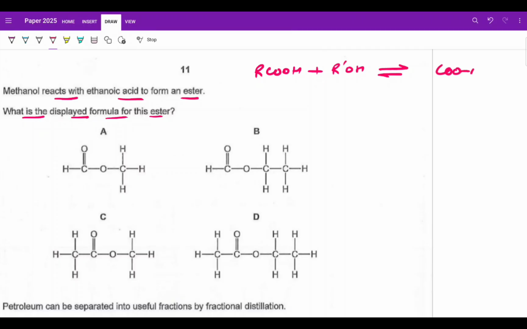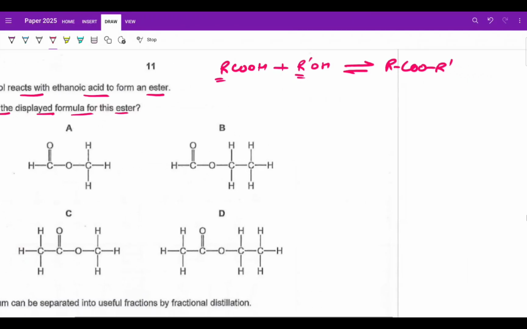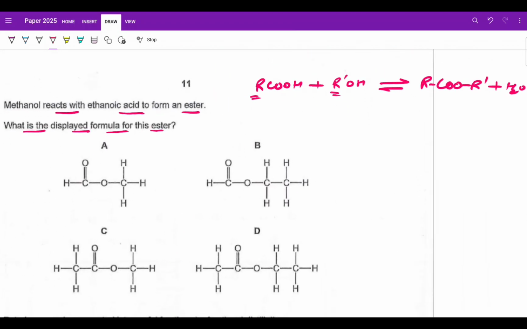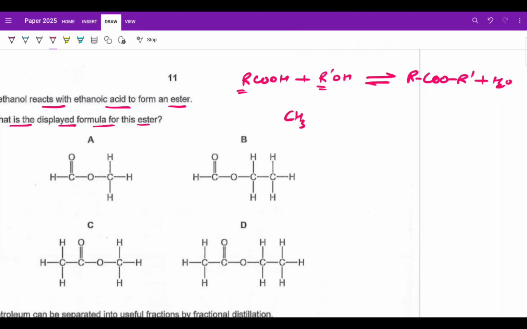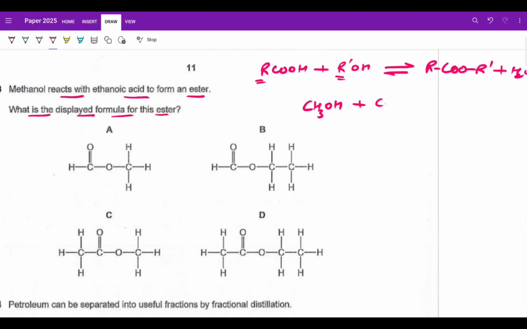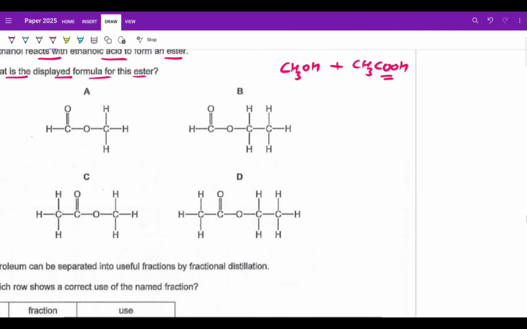They will form esters. The R' from the alcohol will go and attach to oxygen, and the R of this carboxylic acid will get attached to the CO group at the back. This is the ester, and water is formed along with it. Therefore, I want to form an ester with methanol. Methanol is CH3OH. And second, we are reacting with ethanoic acid. Ethanoic acid is CH3COOH, a 2 carbon carboxylic acid.